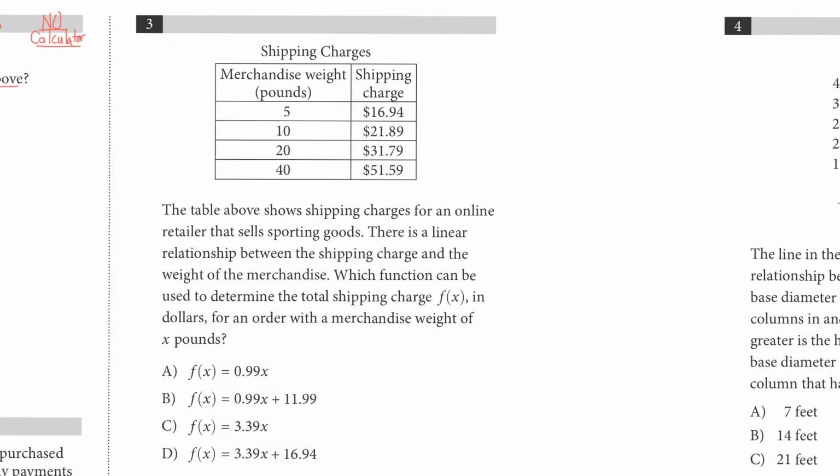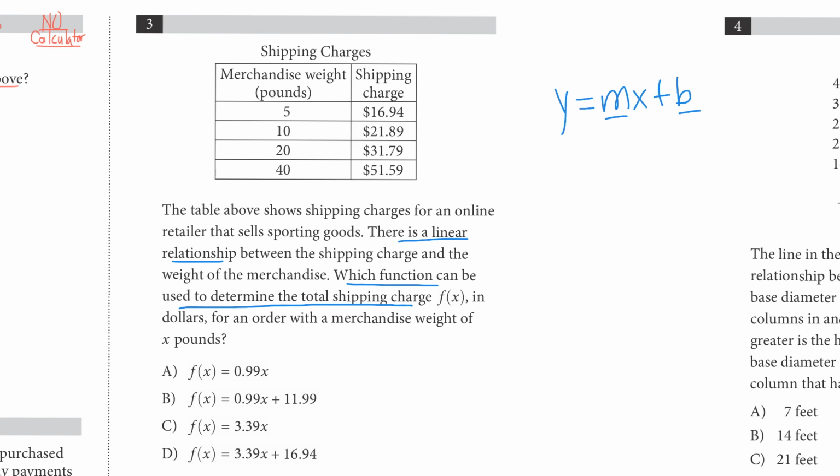Okay, problem number 3, we have a table with shipping charges, and the shipping charge depends on the weight. The table above shows the charges for an online retailer that sells sporting goods. There is a linear relationship, so we're thinking of y is equal to mx plus b, where we have a slope and a y-intercept, and the answers are in that form. Which function can be used to determine the total shipping charge f of x in dollars for an order with a merchandise weight of x pounds?